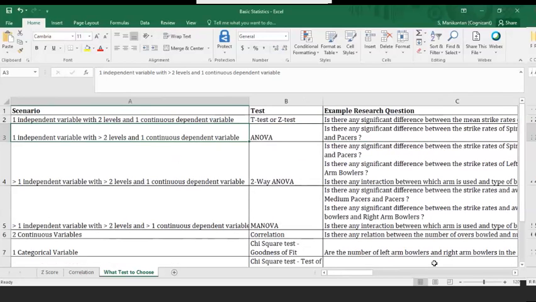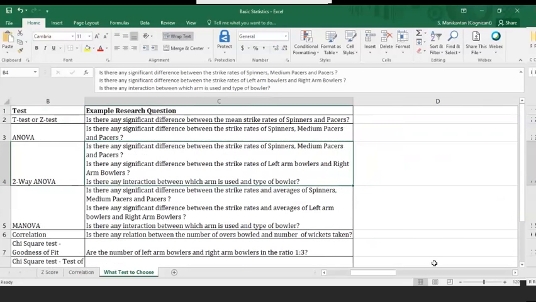The next one, more than one independent variable with more than two levels and one continuous dependent variable. The only difference between the previous scenario and this one is you have more than one independent variable here. So you just go for an extension of an ANOVA called two-way ANOVA. In a two-way ANOVA, you can answer three questions.